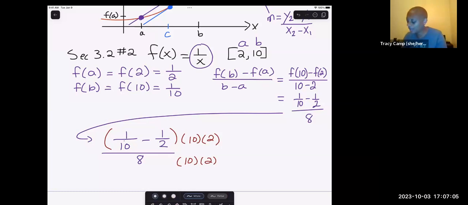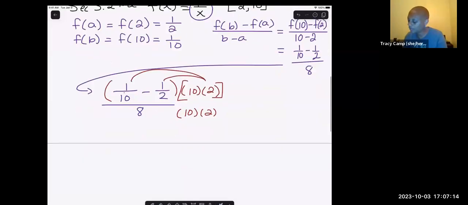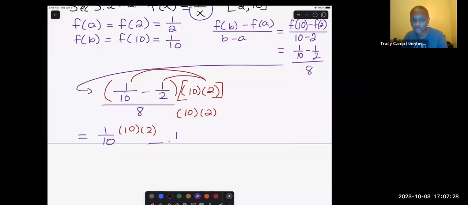And then I'm going to distribute all of this. And when I distribute all of that, I end up with 1 over 10 times 10 times 2, minus 1 over 2 times 10 times 2, all over 8 times 10 times 2.